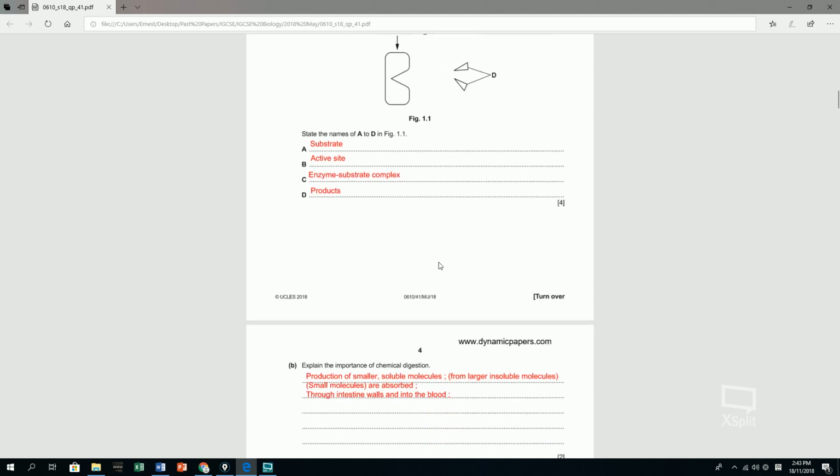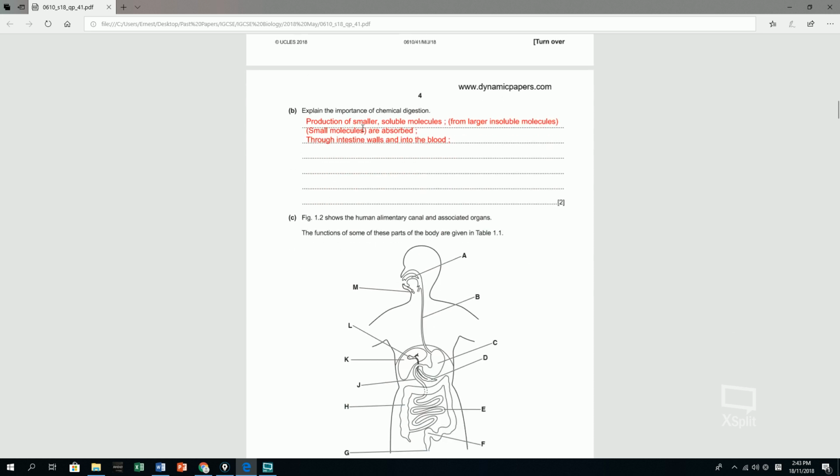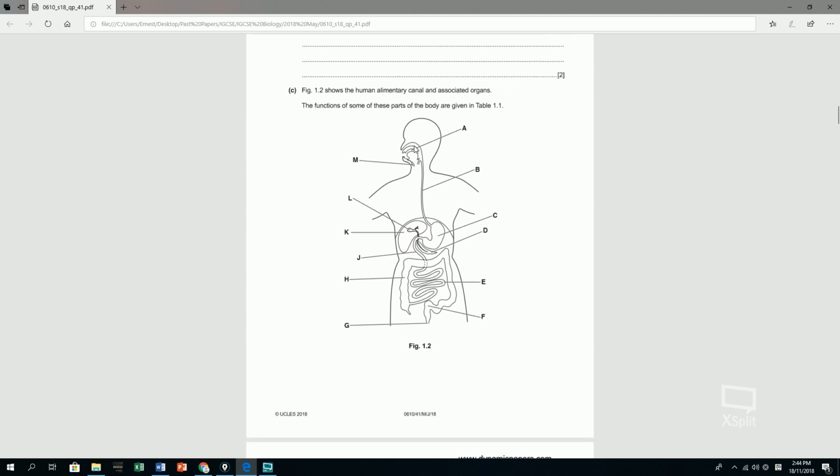Okay, so moving on. In terms of chemical digestion, it's the idea of the production of smaller soluble molecules from larger insoluble molecules. And this is really important for our bodies because then the small molecules can be absorbed through intestine walls and into the blood, where they can make their way to the rest of the body and be used as nutrients. So these are different parts of the alimentary canal.